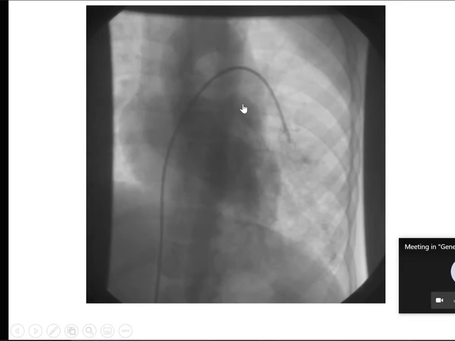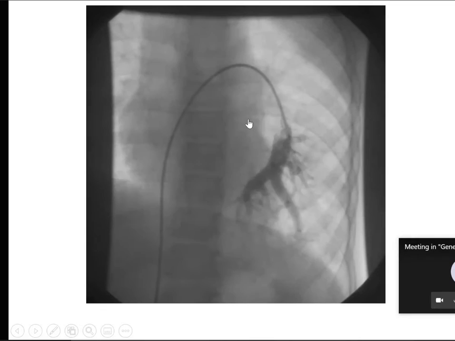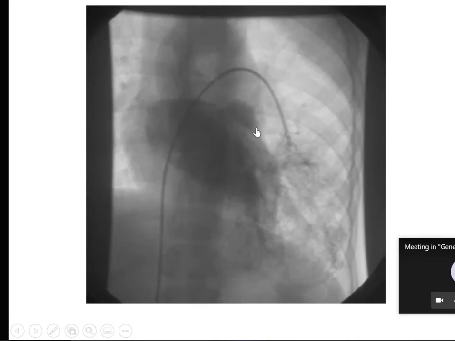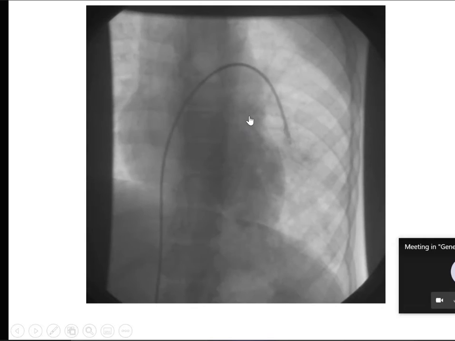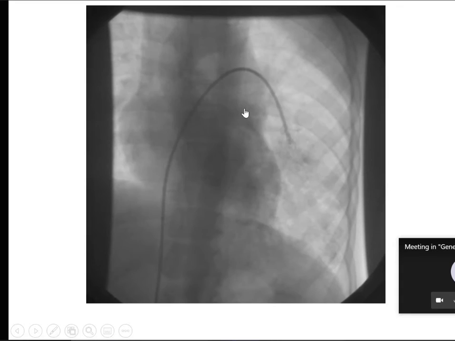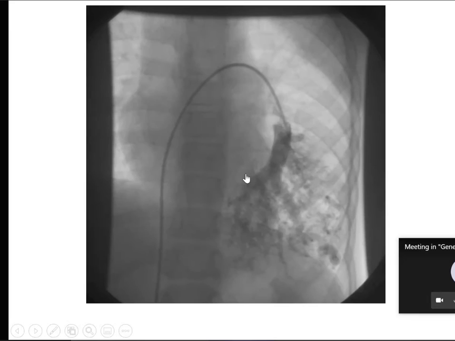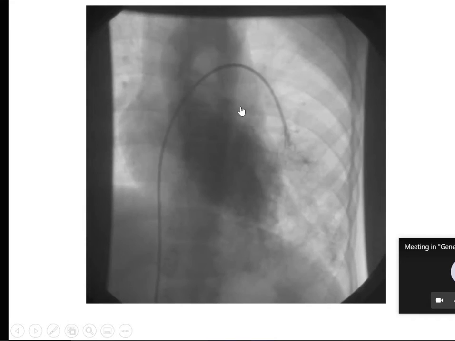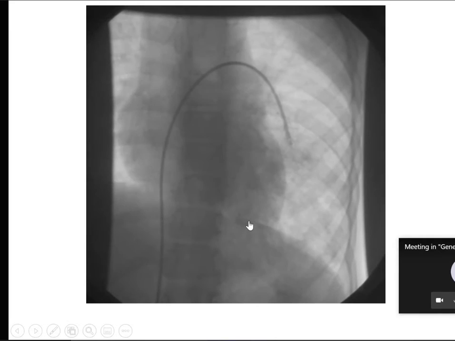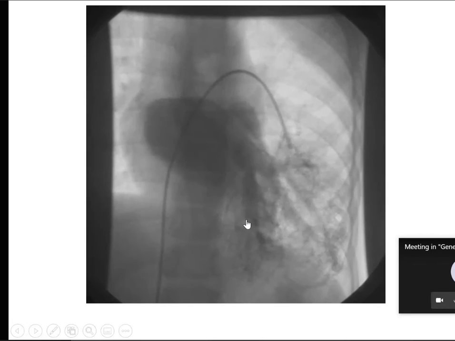Okay, what is this structure? What is this small thing which is filling here, where my pointer is? LA appendage. That is the left atrial appendage. You can see the particular shape of the left atrial appendage. So, the pulmonary arteriovenous malformation.